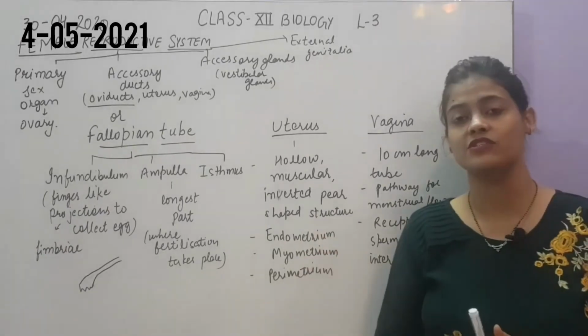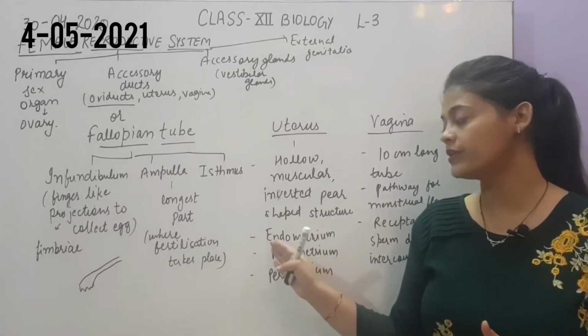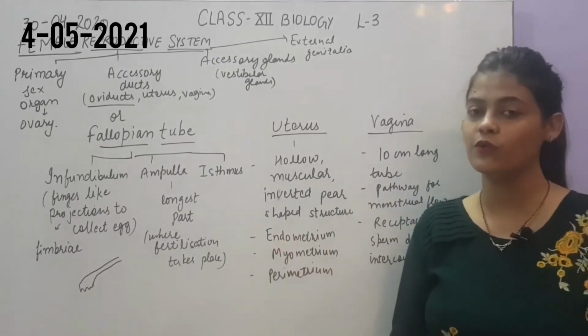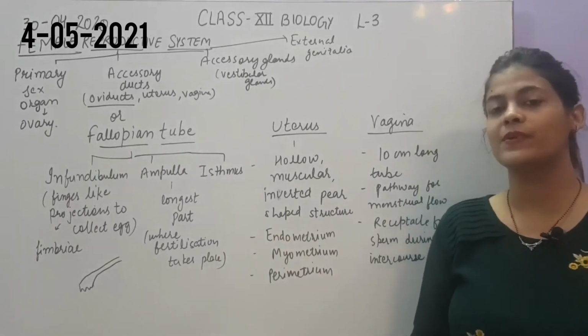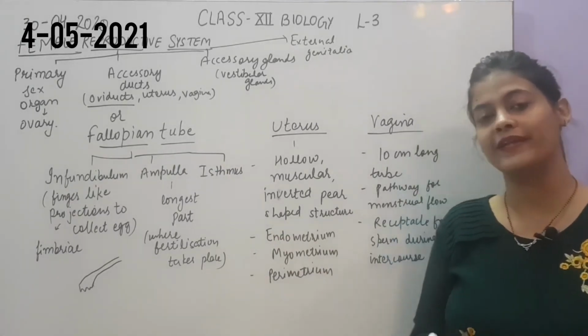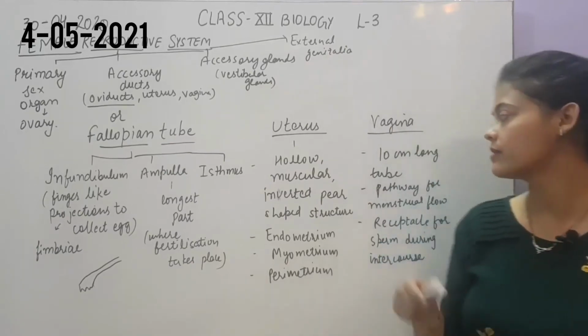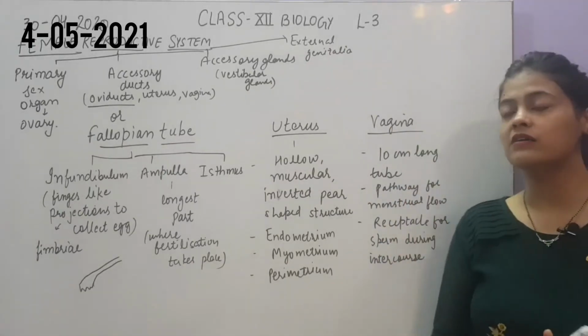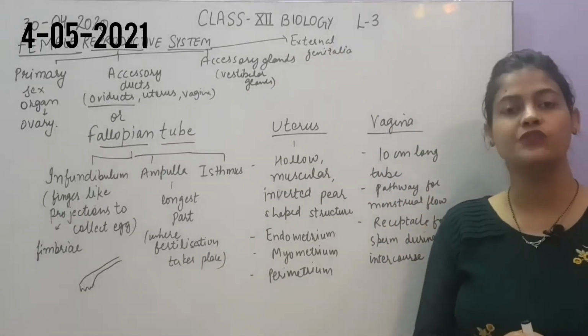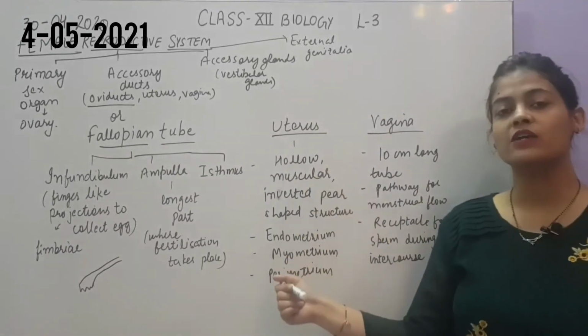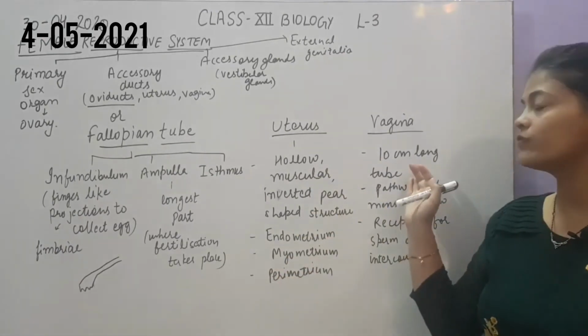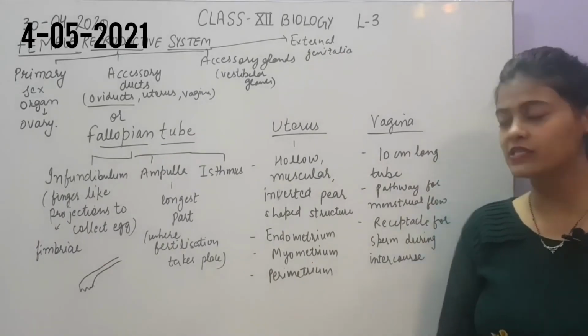So uterus is the structure where the endometrium develops for the menstrual flow, or if fertilization takes place, the development of the embryo will take place inside the uterus. Next is the vagina. It is a 10 centimeter long tube, and the lowermost part of the uterus is called the cervix. So vagina is in direct contact with the cervix.